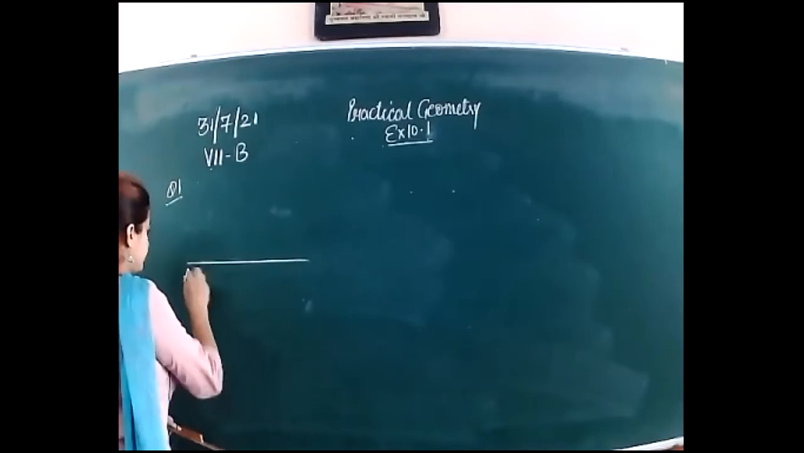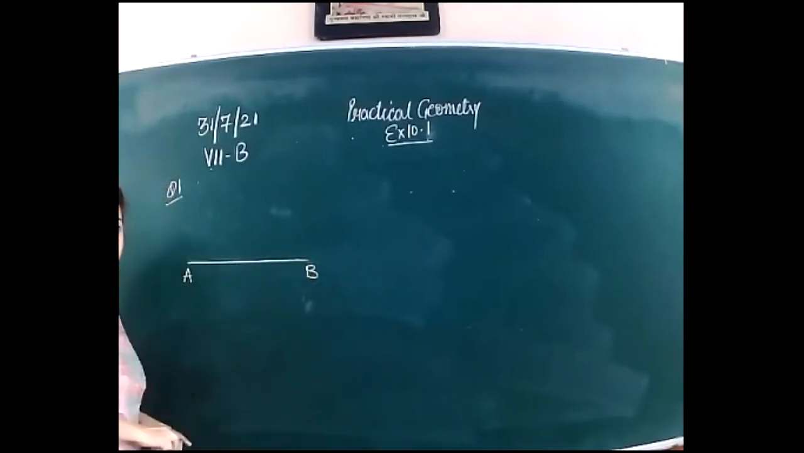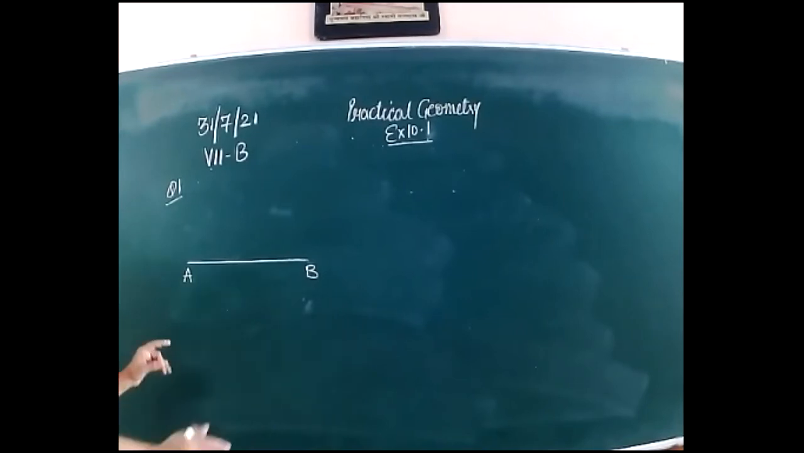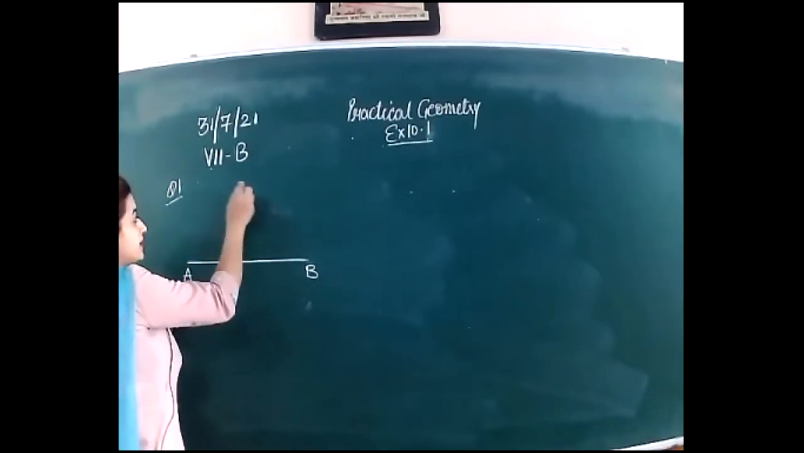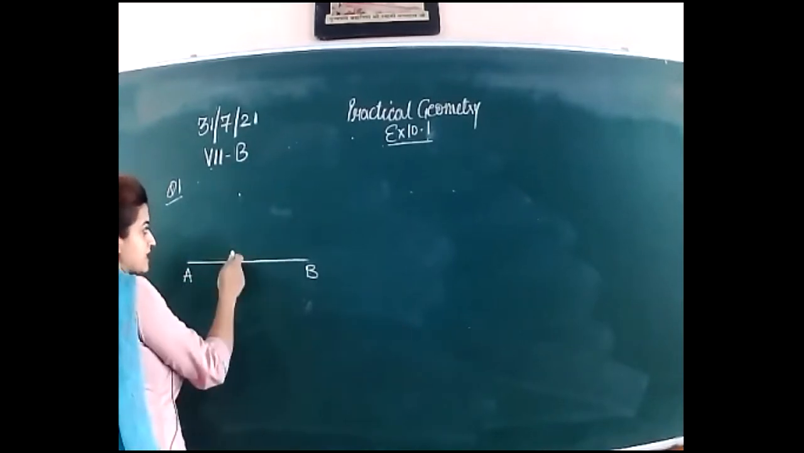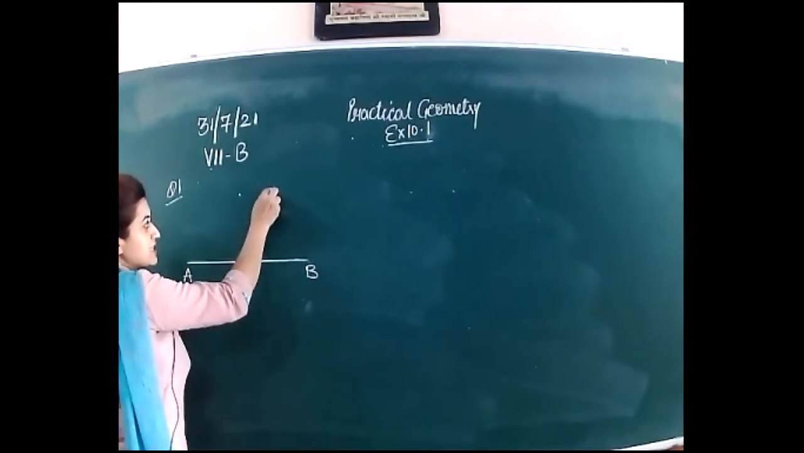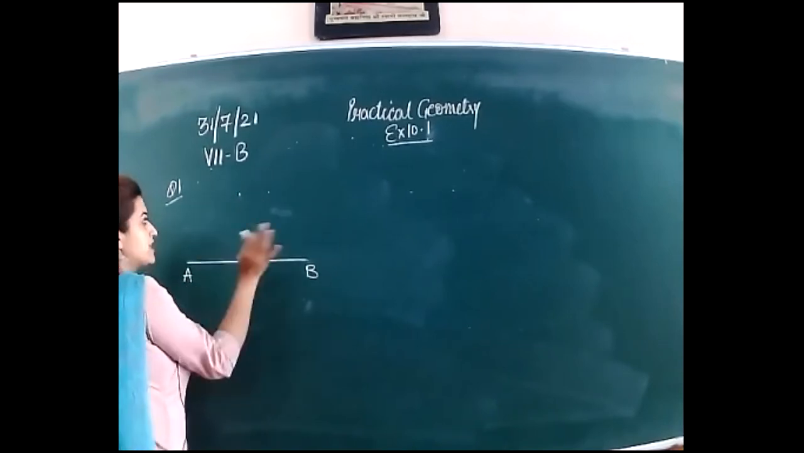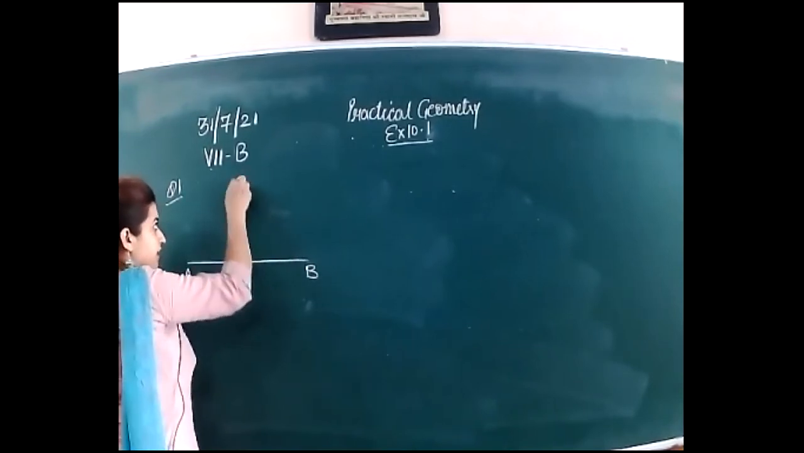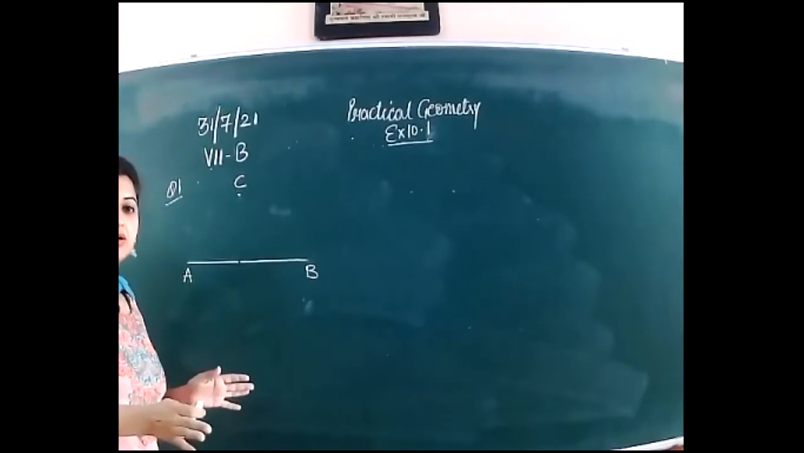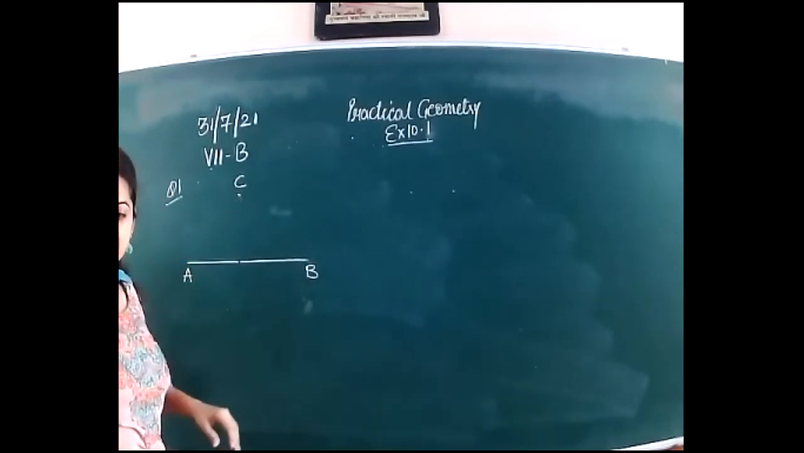A, B. Okay, this is your AB. Take a point C outside the line. Take a point C outside the line. Now, there are two ways. One way is you can take point C here, that is exactly at a distance of perpendicular, or you can take it slantly also. It's your wish. So better to take it here to make a correct construction. So I've taken point C here.